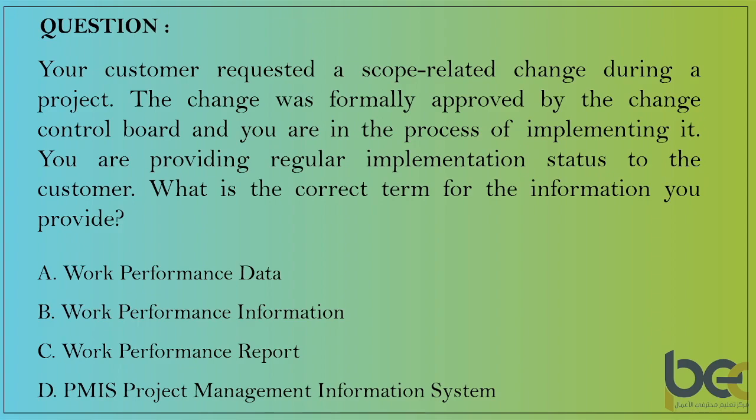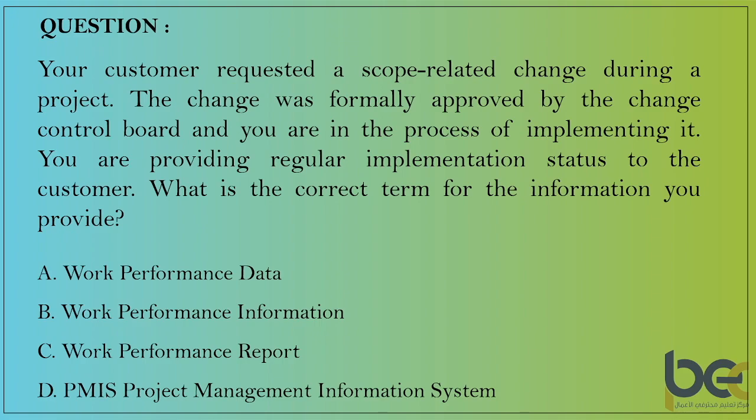The question is, your customer requested a scope related change during a project. The change was formally approved by the change control board and you are in the process of implementing it. You are providing regular implementation status to the customer. What is the correct term for the information you provide? Work performance data, work performance information, work performance report, PMIS or project management information system. So this is the question that is given to you.